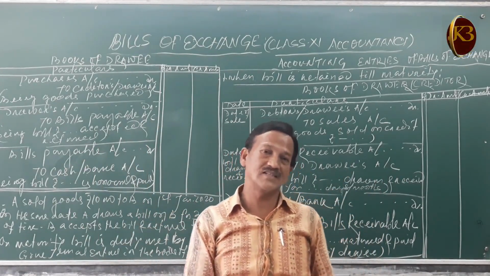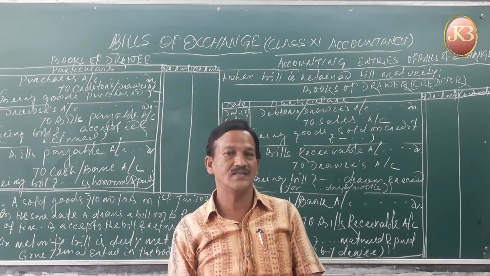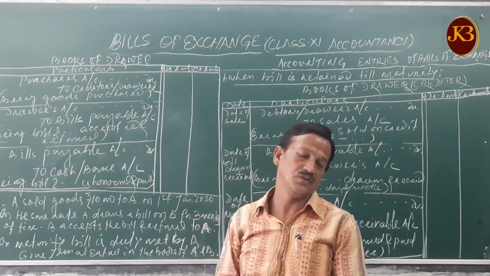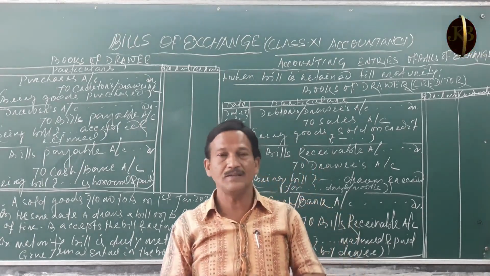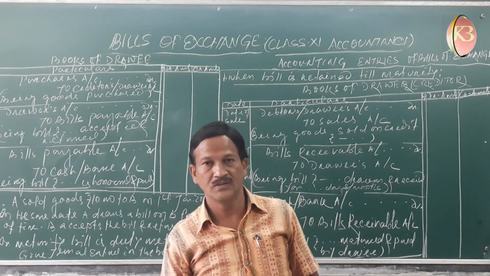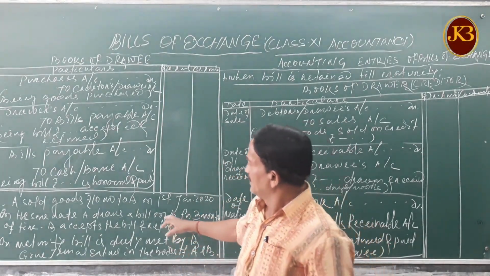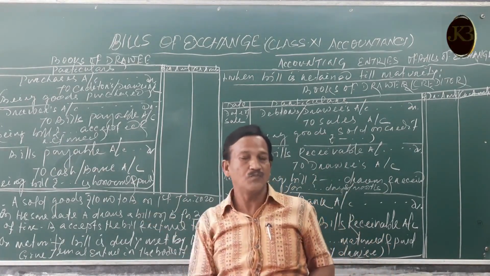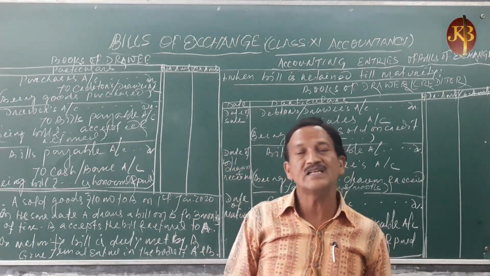One will be bills received and another will be bills paid. So bills receivable and bills payable accounts will be used. That is the representative personal account. Let's see this example of how the accounting entries are to be recorded.